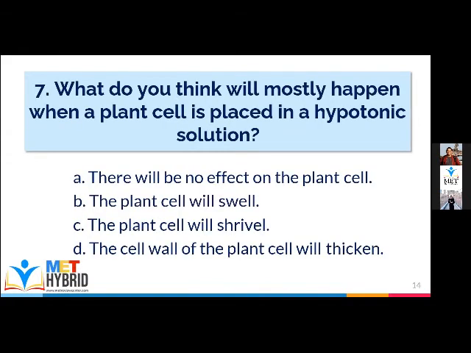Number 7, what do you think will mostly happen when a plant cell is placed in a hypotonic solution? So A, there will be no effect on the plant cell. B, the plant cell will swell. C, the plant cell will shrivel. Or D, the cell wall of the plant cell will thicken.